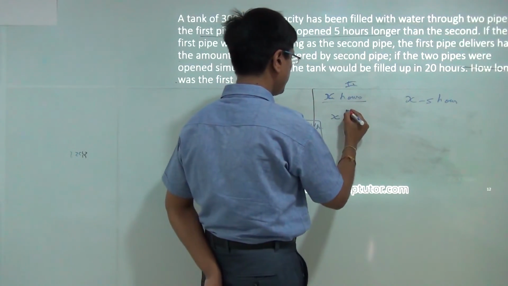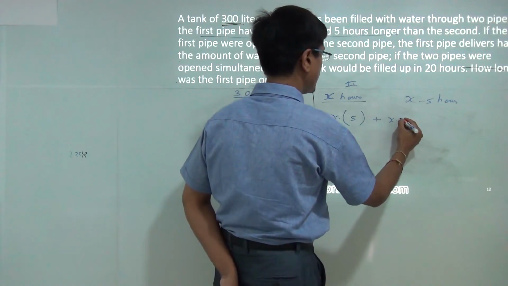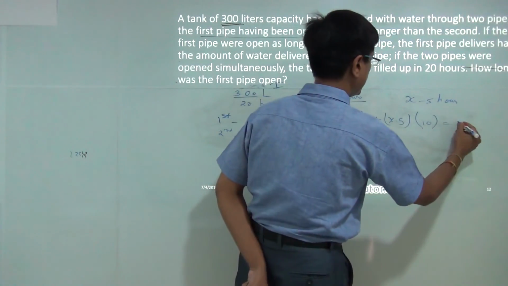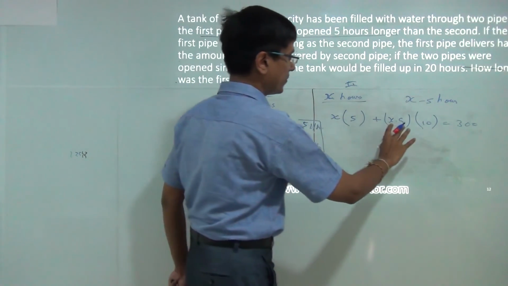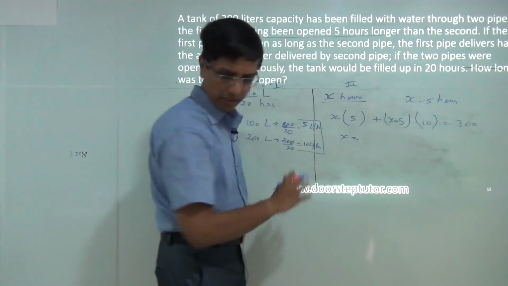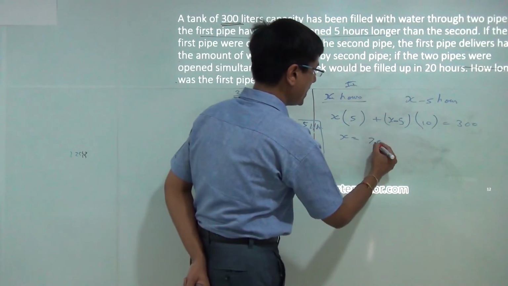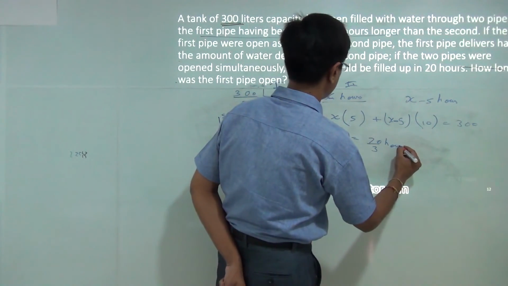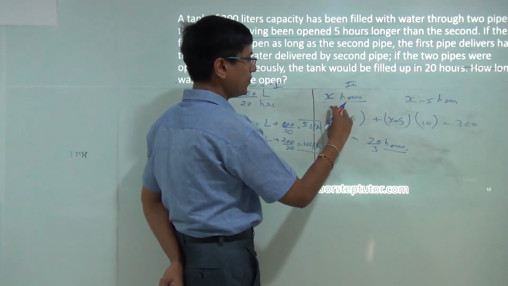Again they were able to fully fill the tank. So X into 5 plus X minus 5 into 10 is equal to 300. So this is my equation. Now this is X minus 5, not X multiplied by X minus 5. So if you solve this equation, X would come out to be 70 by 3. So 70 by 3 hours is my answer.